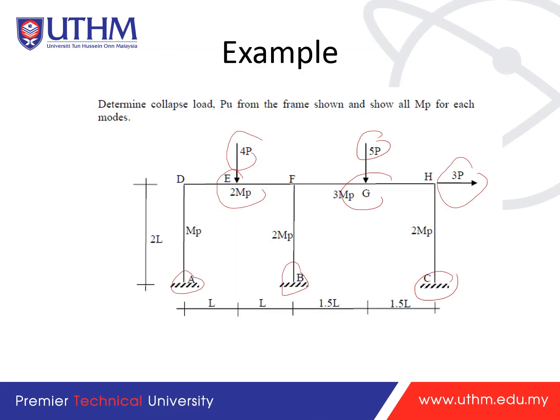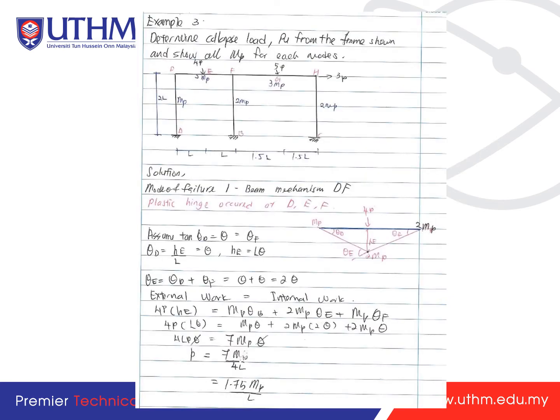So now let's look at another example, which is example 3. Okay, determine the collapse load PU from the frame shown and show all the MP for each mode. So you can see that you have support A, B, and C, and then here is 4P, this is 5P, applied at point E and G, and then you have MP, 2 MP, 2 MP here, 3 MP, 2 MP. Okay, so you need to be alert when you do the calculations of this kind of structure that has different MP. So let's look at the solution of this.